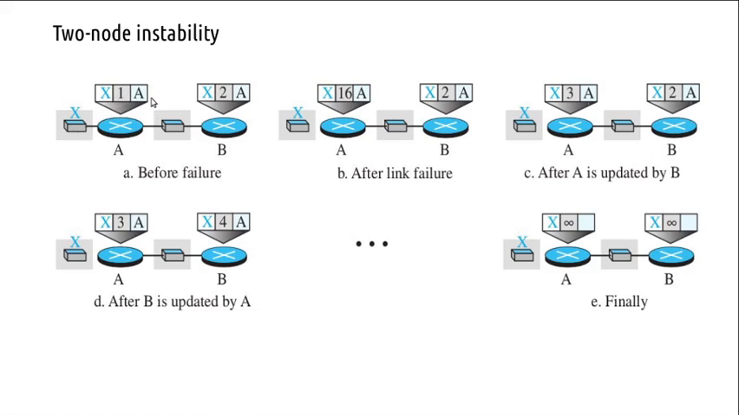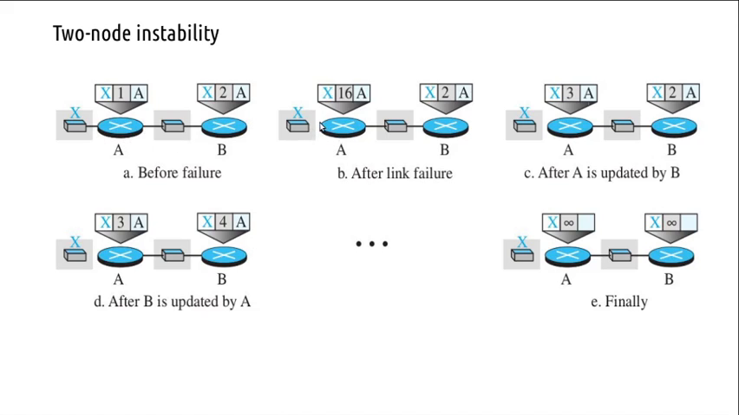So for A to reach the network, the LAN X, the cost is 1. For B to reach X through A, the cost is 2. Now what happens is that the link between X and A fails. You see that here, there is no line here, there is a line here.